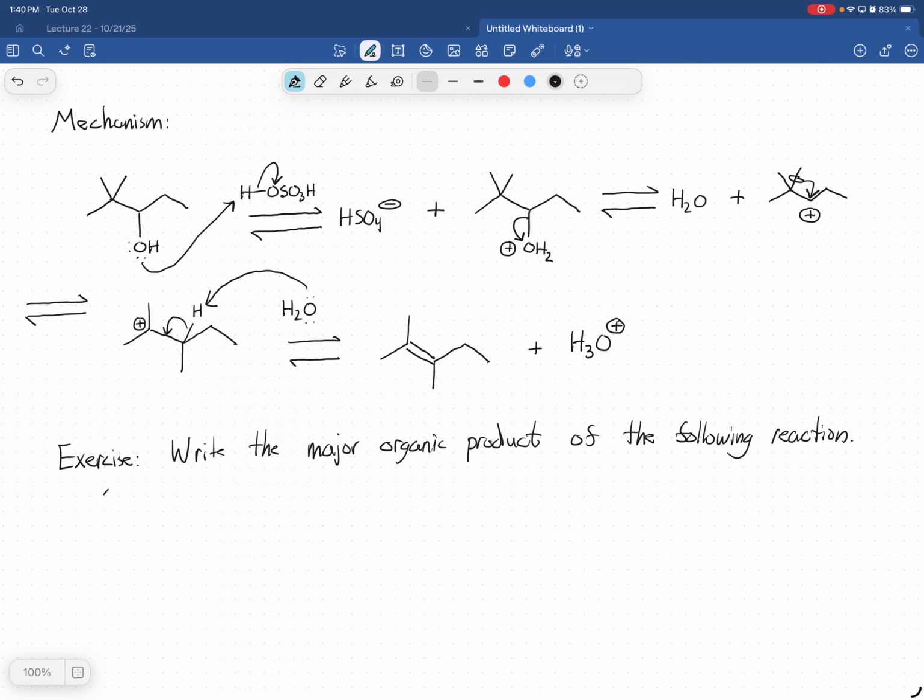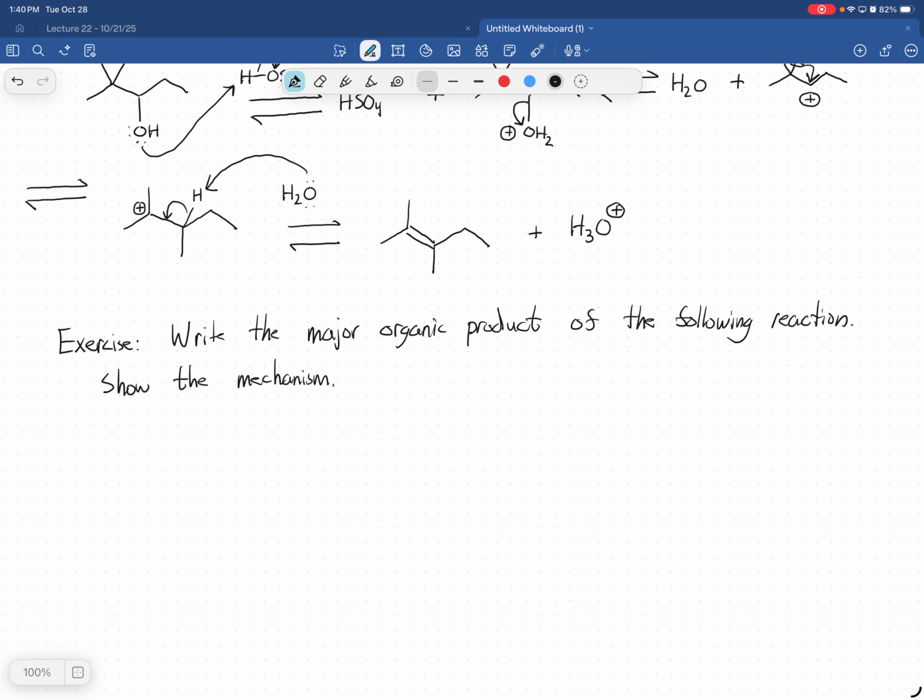But I also want you to show me the mechanism. So show the mechanism. Okay, so in the examples we've been doing so far, I wrote the reaction out, predicted the products, and then I wrote the mechanism. Okay, so here's your reaction.